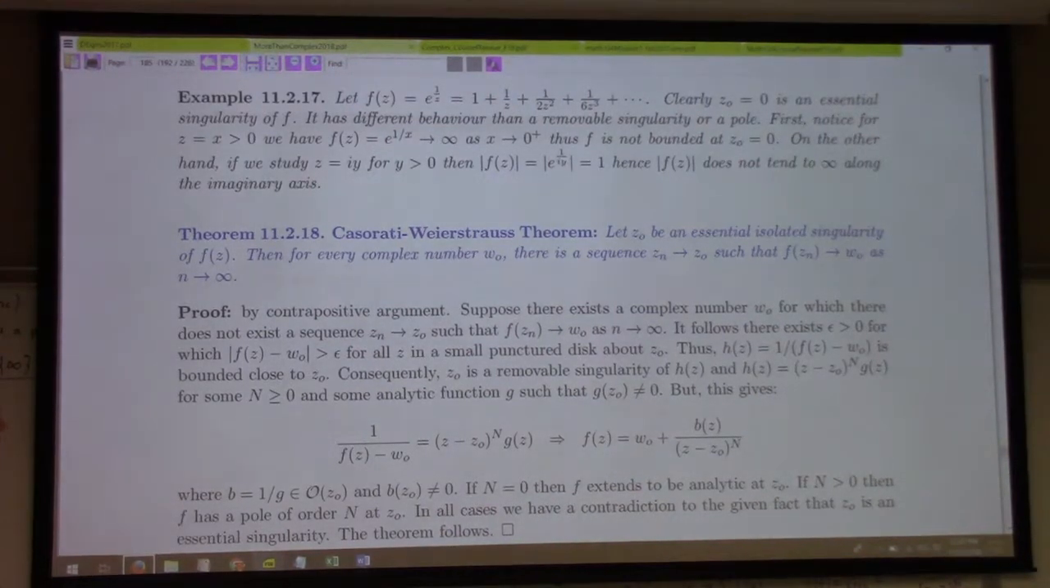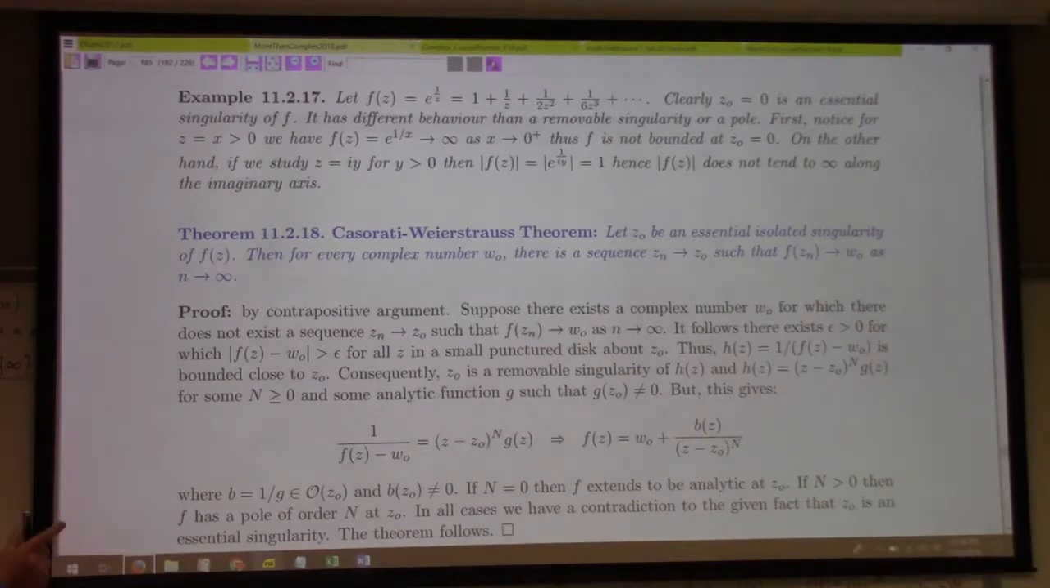But so f of z is, let's see here, e to the 1 over z has this expansion, right? And z equal to 0 is an essential singularity of f, because if you look at the Laurent series, it's got infinitely many reciprocal terms, right? That was our definition of essential singularity. If we look at the Laurent series expansion and we have infinitely many reciprocal terms, then that's an essential singularity. And that's the case here.